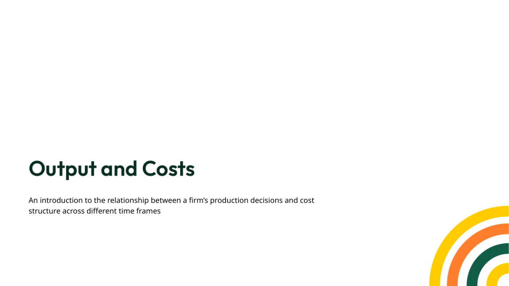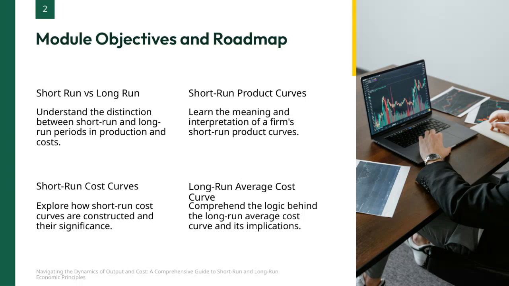Let's get started. In this module, we'll start by understanding the difference between the short run and the long run in production and costs. This distinction is crucial because it affects how firms make decisions about resources and production levels. Then, we'll dive into short-run product curves, which show the relationship between input and output in the short term. From there, we'll explore short-run cost curves, learning how they are constructed and why they matter for businesses managing their expenses. Finally, we'll look at the long-run average cost curve, focusing on its logic and what it means for a firm's efficiency and economies of scale over time.